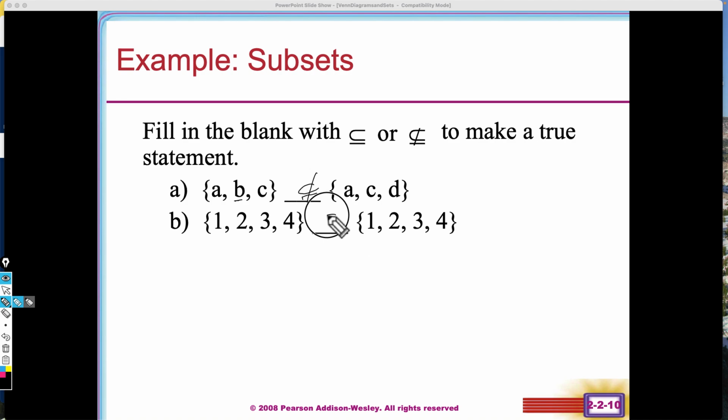Very good, because 1, 2, 3, 4 is all in 1, 2, 3, 4. Now, they are also what we will call equal, because they're exactly the same, right? So we could have also used this symbol that they are equal, but they're certainly a subset.